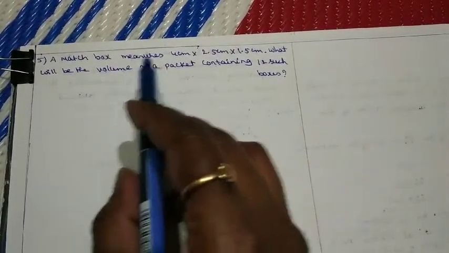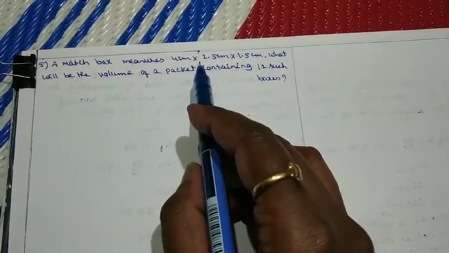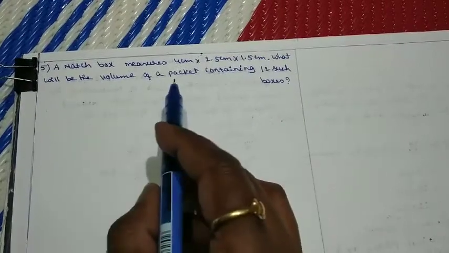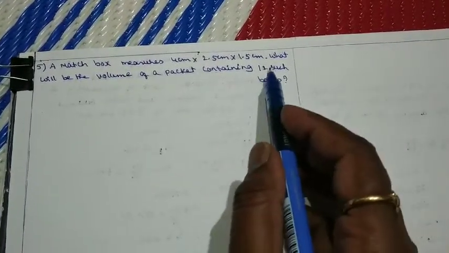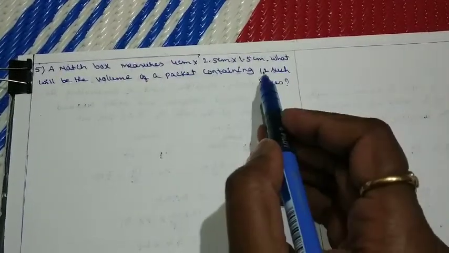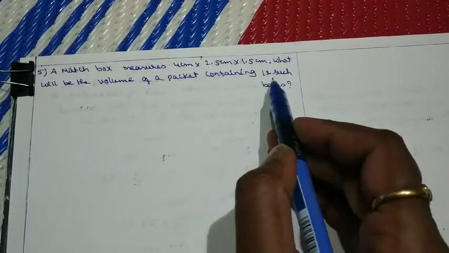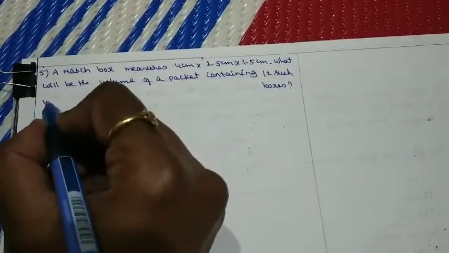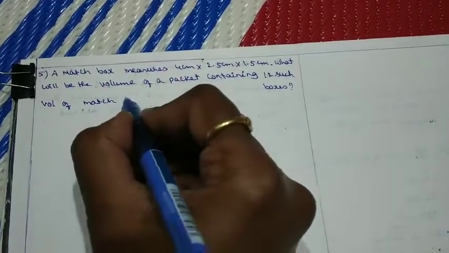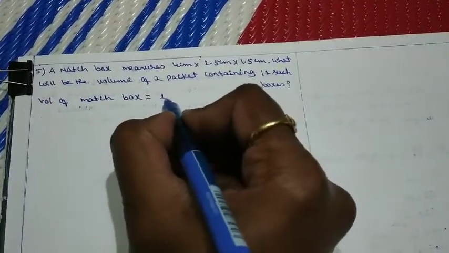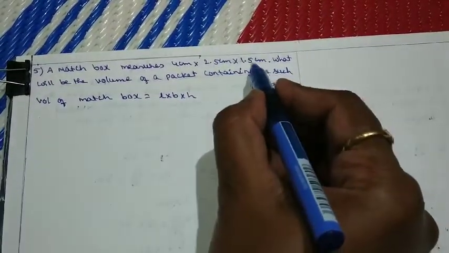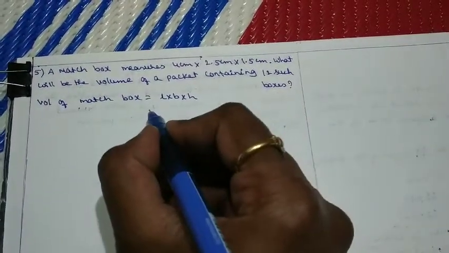A matchbox measures 4 cm × 2.5 cm × 1.5 cm. What will be the volume of a packet containing 12 such boxes? If I know the volume of one box, then I can find the volume of 12 boxes, right? The volume of the matchbox is equal to L × B × H, because here the dimensions, length, breadth and height, are different, therefore it is a cuboid.